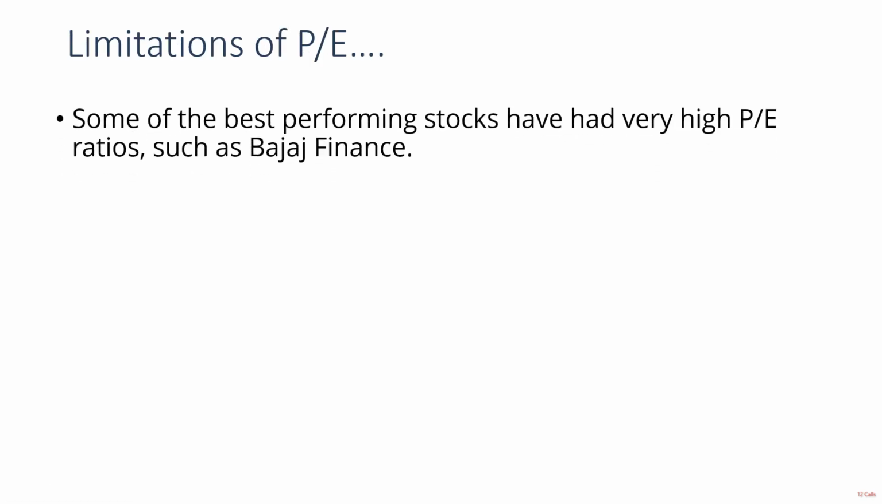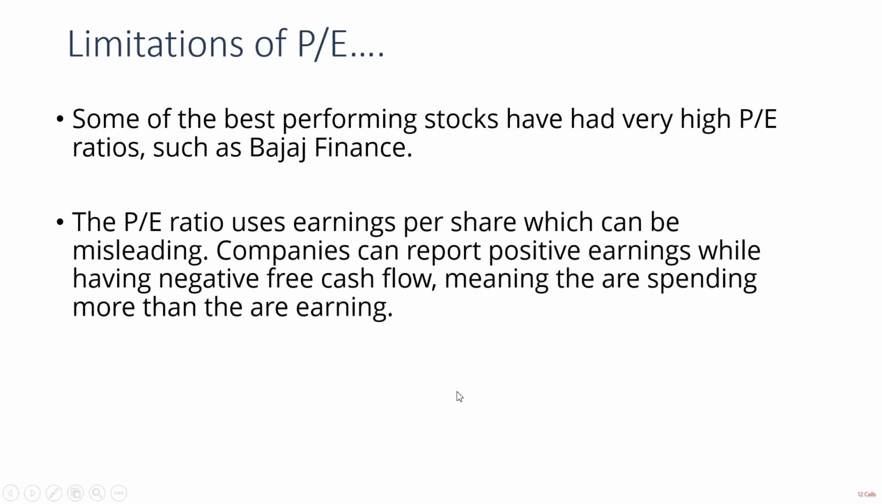Let's look into some of the other limitation of the PE. Another example is that high PE doesn't mean it's bad, because some of the good performance company will have high PE and they will continuously have high PE, like Bajaj Finance. So it is one of the example. At times a PE ratio can be misleading. Company can report a positive earning while having a negative cash flow, meaning they are spending more than the earning and they are showing a wrong picture to the market.